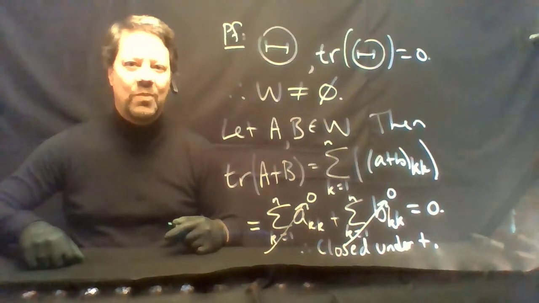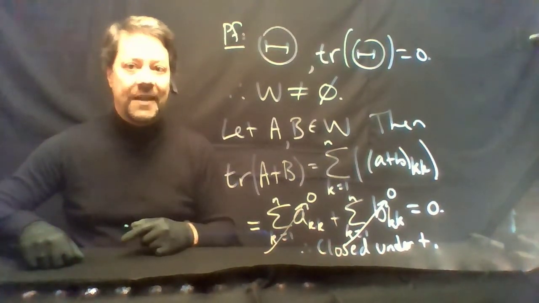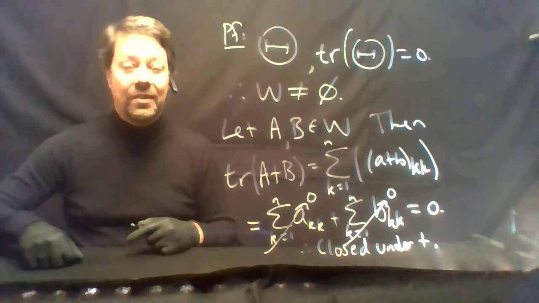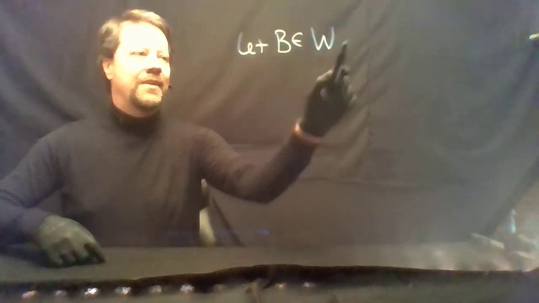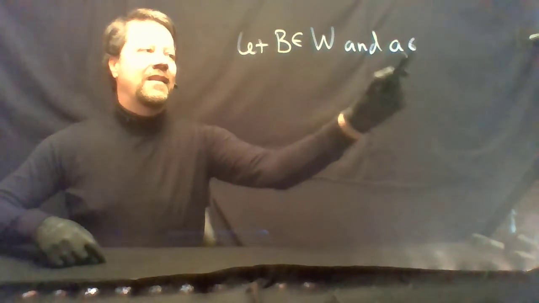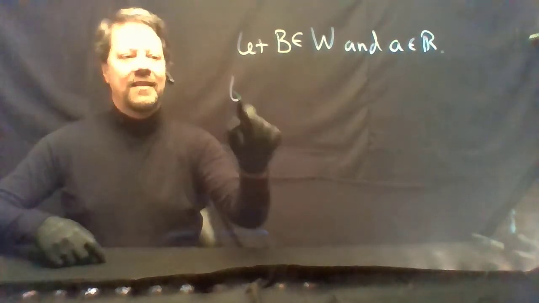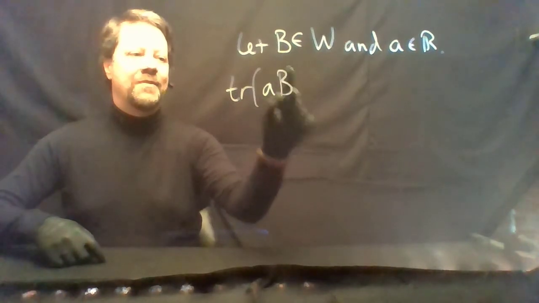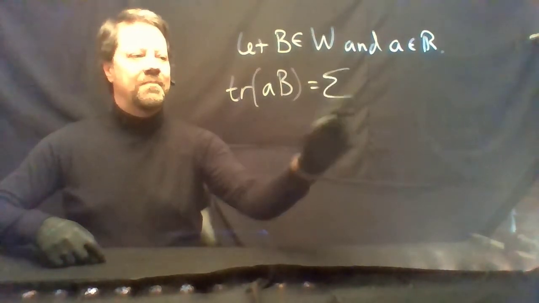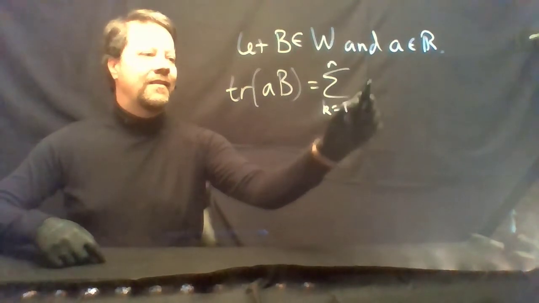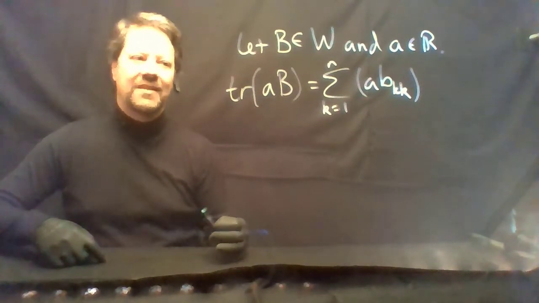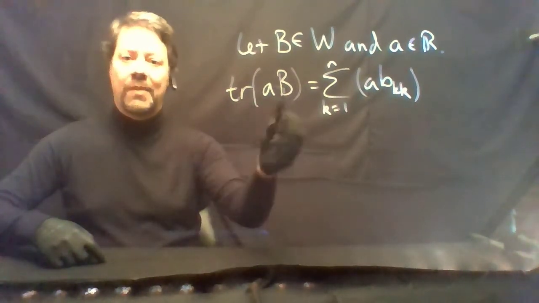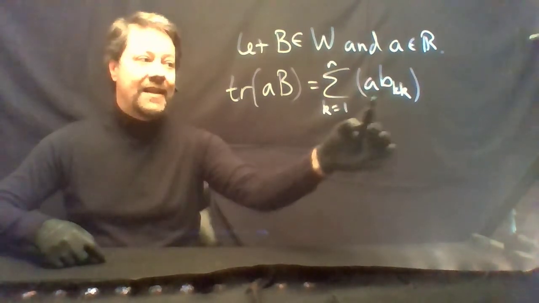We only need to check one more property to deduce that W is a subspace, and that is: is it closed under scalar multiplication? To this end, let B be an element of W and A an element of the set of real numbers. Let's calculate the trace of A times B. This will be the sum, as k goes from 1 to n, of A, B, k, k. After all, when you rescale a matrix, it just multiplies all the entries by A, including the diagonal elements.